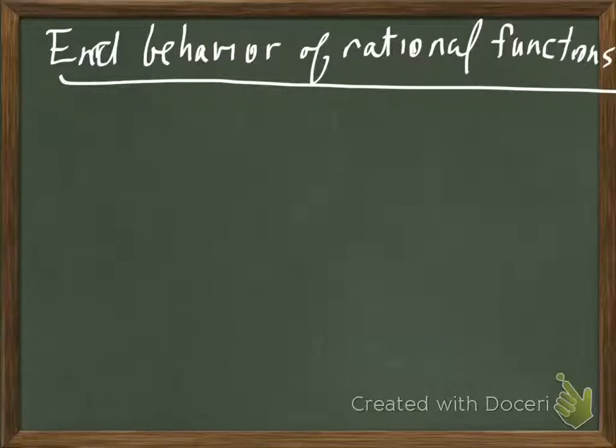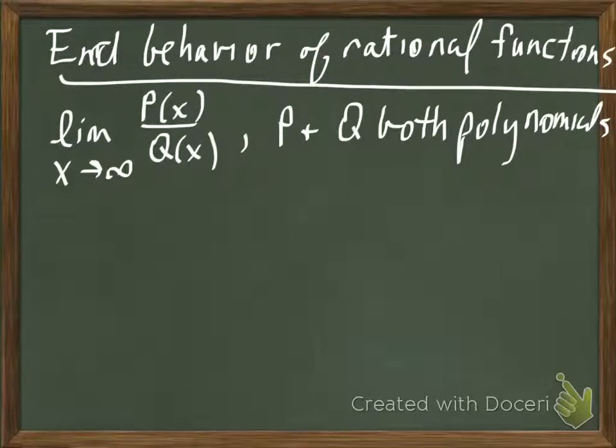Another thing that we can think about when we're thinking about limits involving infinity is the end behavior of rational functions. In other words, we can think about the limit as x goes to infinity, or the limit as x goes to minus infinity, of p of x over q of x, where p and q are both polynomials. Remember, the ratio of two polynomials is called a rational function.